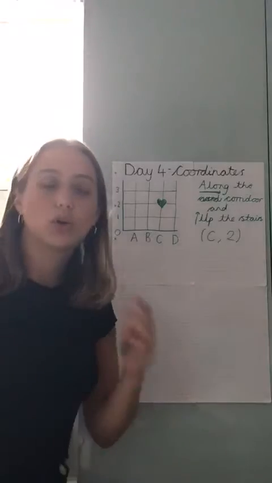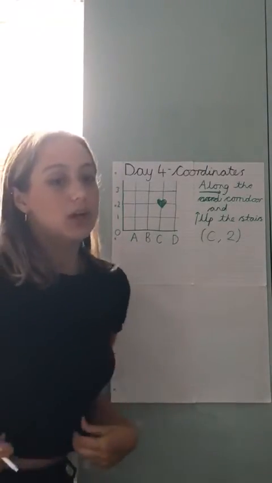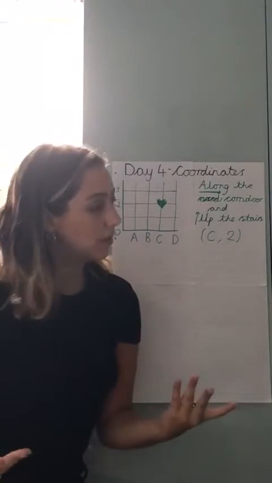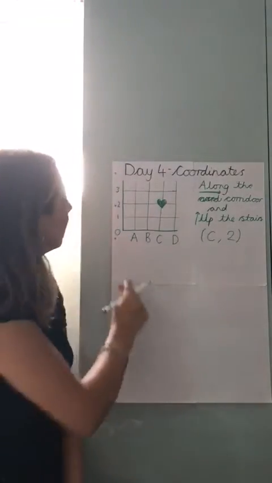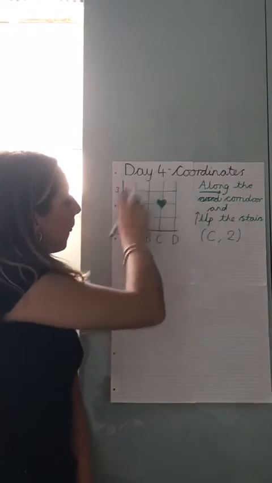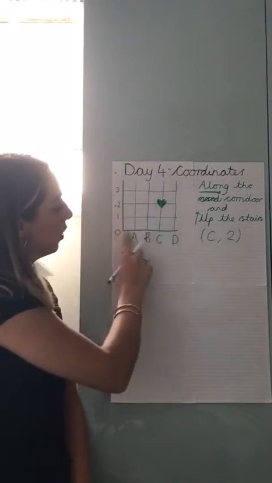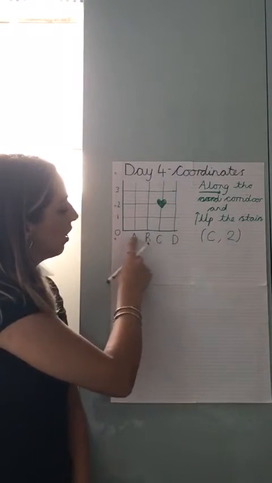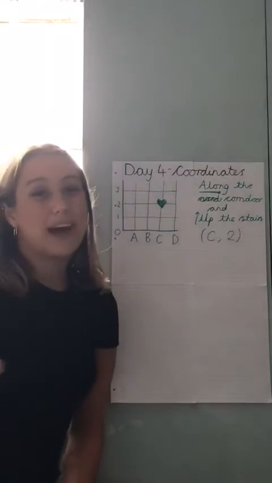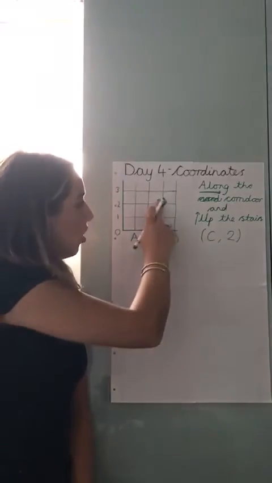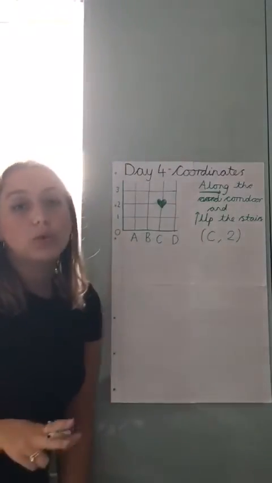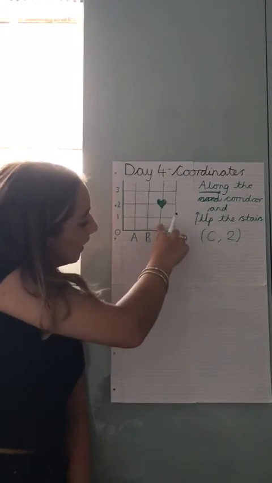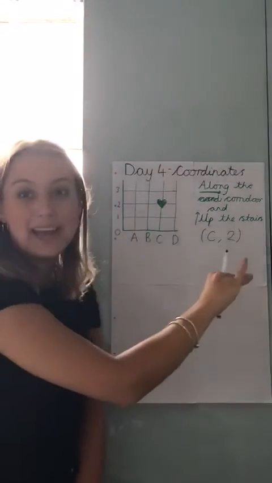Day 4, coordinates. Right, so coordinates are 2 numbers that come in a bracket that tell you about the location of something. Now this will be on a grid. So this is my little mini grid. Now you've got 2 axes, one going along, one going up. And I've put the grid in to show you exactly where the numbers and the lines would follow. So you've actually got a panda in yours, but I couldn't draw a panda, so I've got a nice heart.